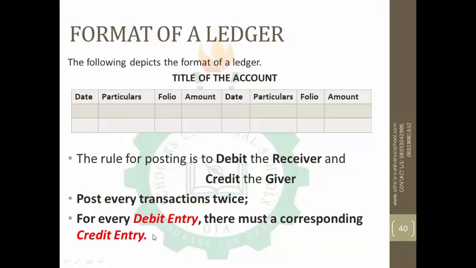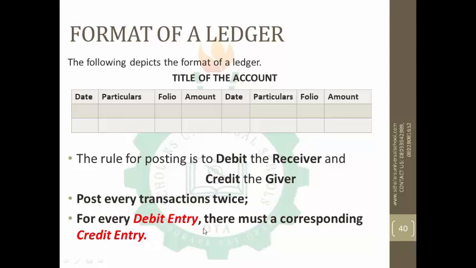I'm saying it again. For every debit entry, there must be a corresponding credit entry, and vice versa. That is, for every credit entry, there must be a corresponding debit entry, and for every debit entry, there must be a corresponding credit entry. Please take note of that.